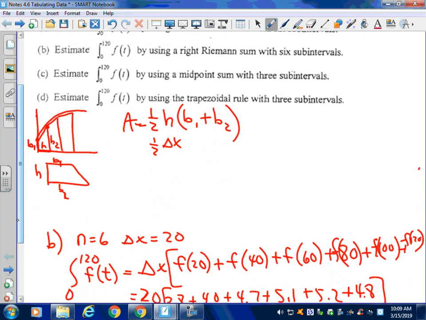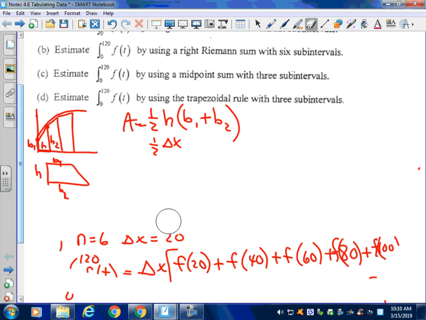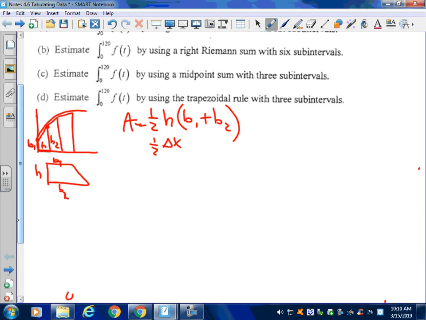Let me get rid of all this down here. All right, so if I'm integrating from 0 to 120 of f of t, I think it's interesting they don't have a dt on that. Do y'all find that interesting? I don't know. You're going to have a 1/2 out here, and right here, you're going to put in delta x. Now, we're still in 3 subintervals.